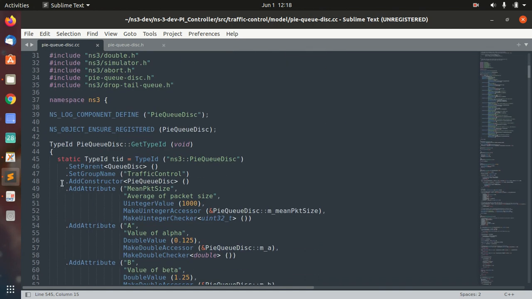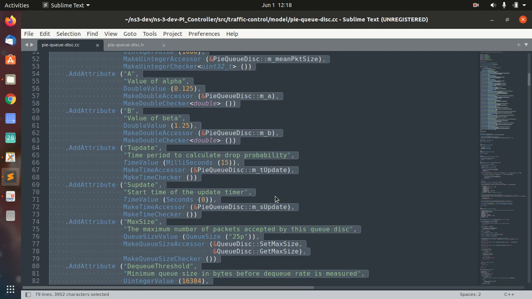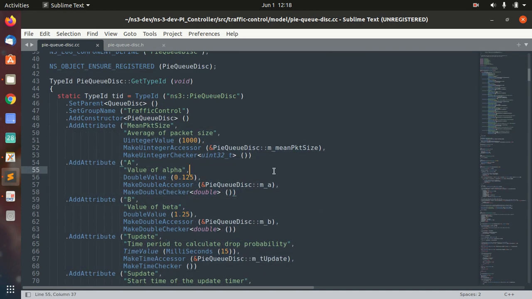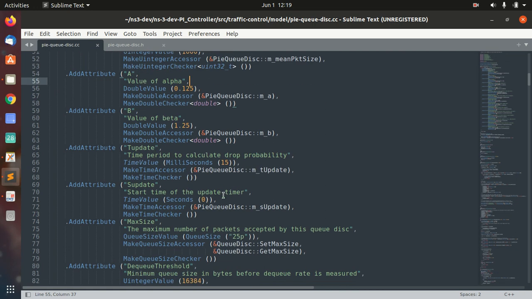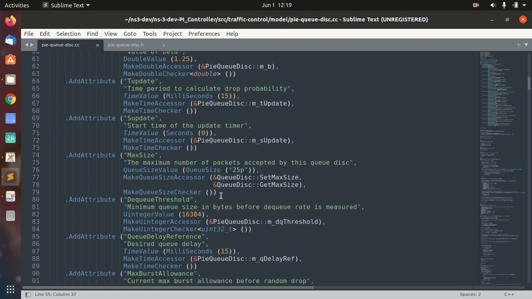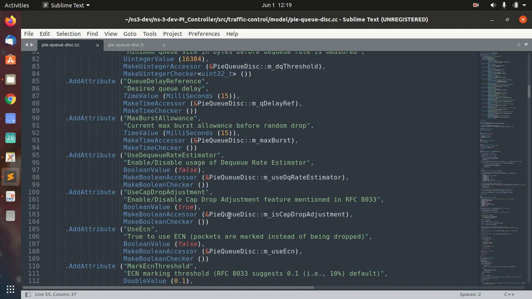The first part of the code includes the AddAttribute calls. These are the variables supplied by the users. If the user doesn't provide these variables, it will take the default values, like mean packet size will take 1000 bytes, then the alpha and beta values, then the Tupdate value, then max size, the maximum number of packets accepted by the queue discipline. And apart from that, it has UseEcn. If true, then packets can be marked instead of being dropped.